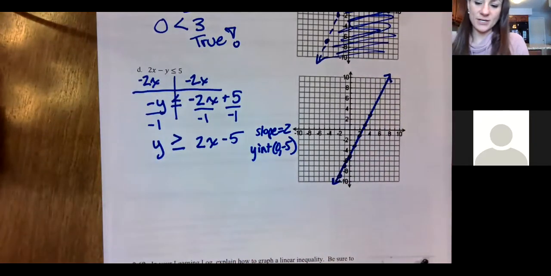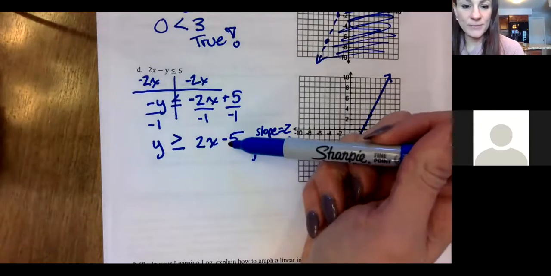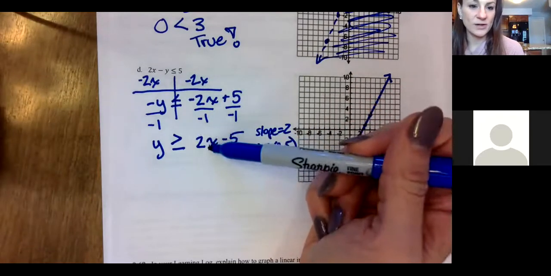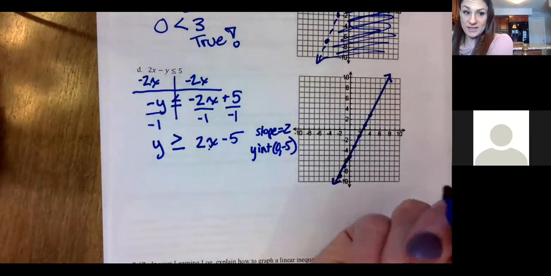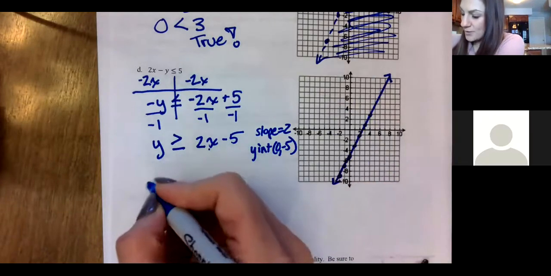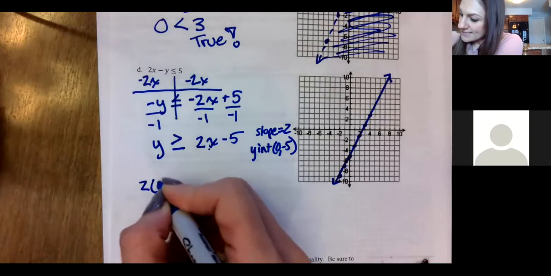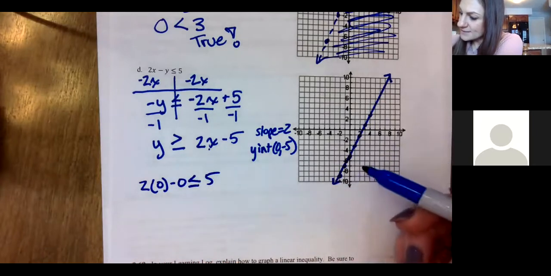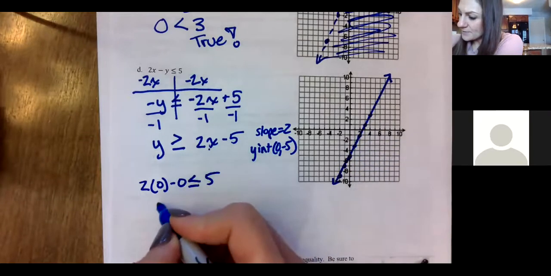Okay, now to determine how to shade, I'm going to test a point. You can test a point in your new one, but I always like to test it in my original in case I made a mistake somewhere along the way. Hopefully I'd catch it then when I'm testing a point. So I can test 0, 0 because it doesn't lie on the line.